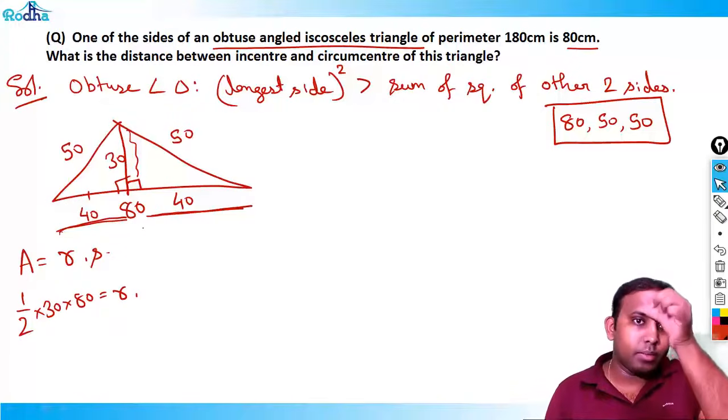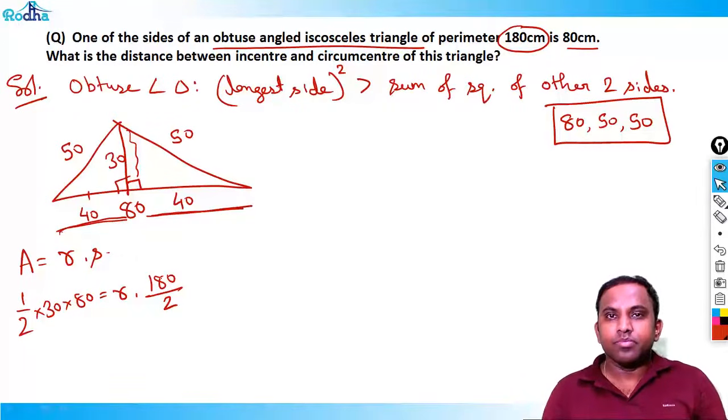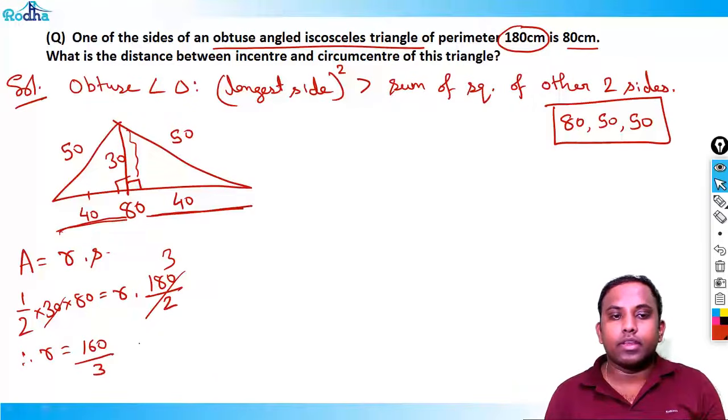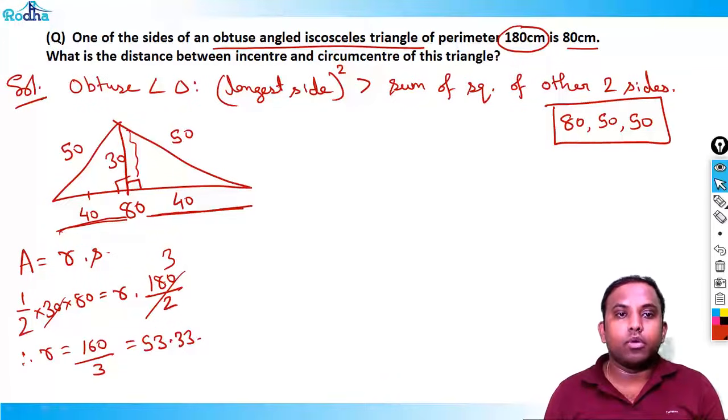What is S here? The semi-perimeter, that is half of 180, which is 90. So this will be 90. This is 30, this will cancel out 3 times. So we got R is equal to 160 by 3, that is 53.33. So the inradius is 53.33.